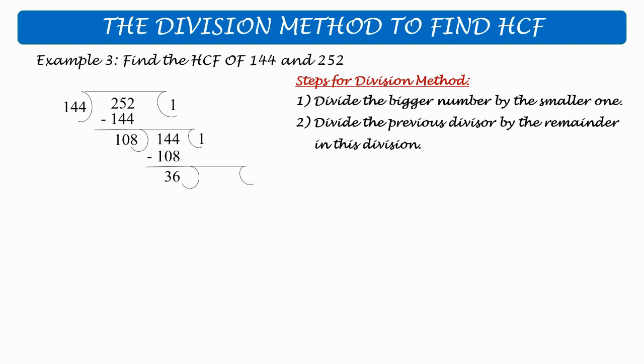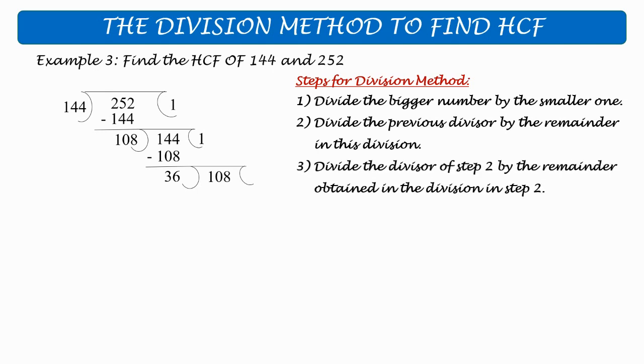Now the third step is we will be dividing the divisor of step 2. The divisor of step 2 is 108. So we have to divide 108 by the remainder obtained in the division of step 2. Now the remainder in step 2 is 36 and the divisor of step 2 is 108. So we will be dividing 108 by 36. So we get 36 threes are 108. So we get the remainder as 0.